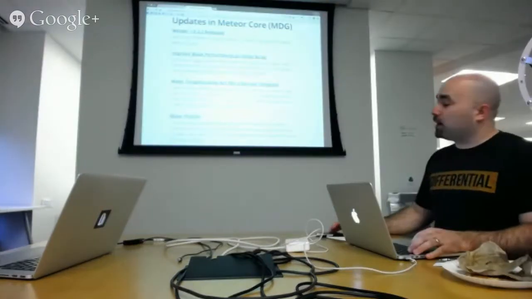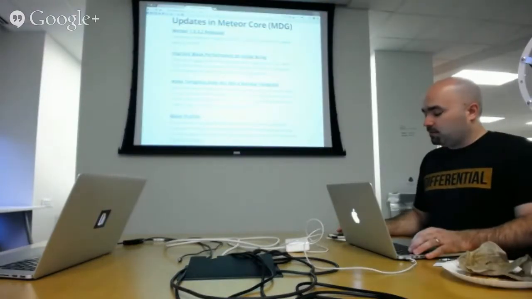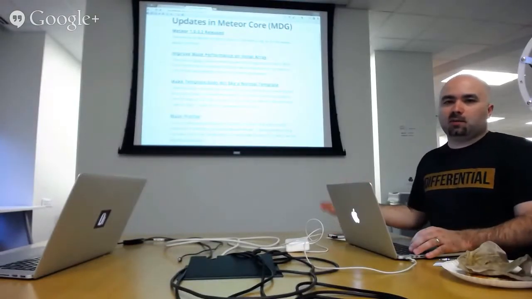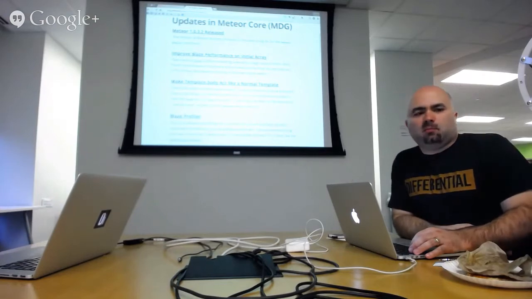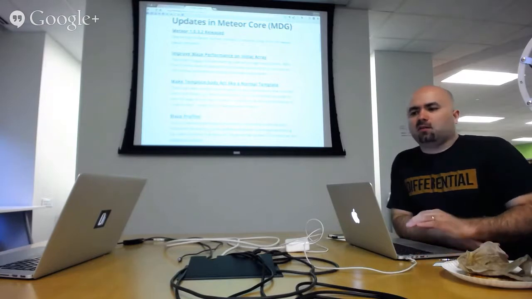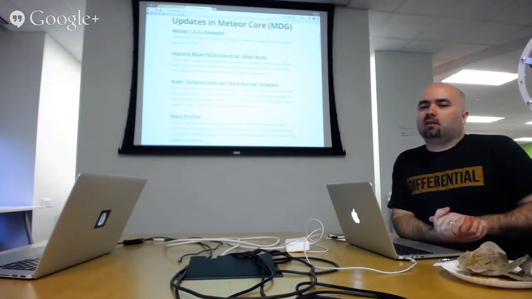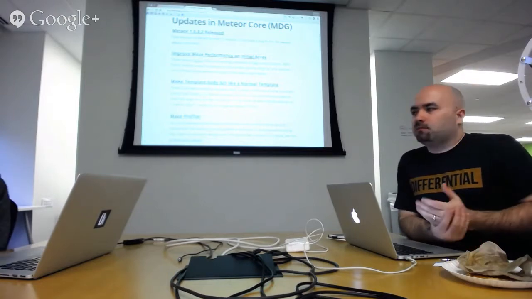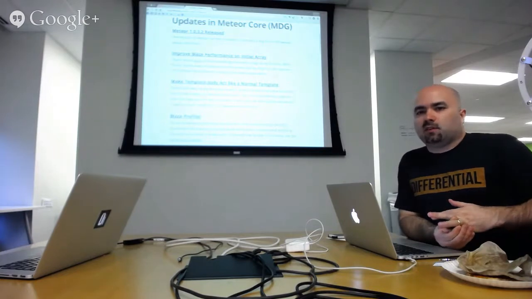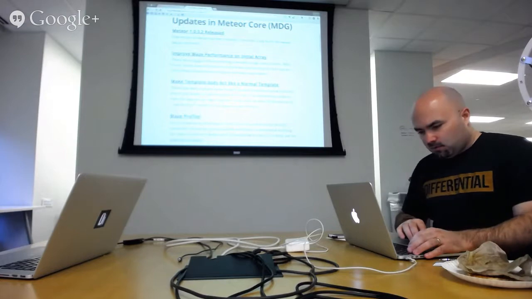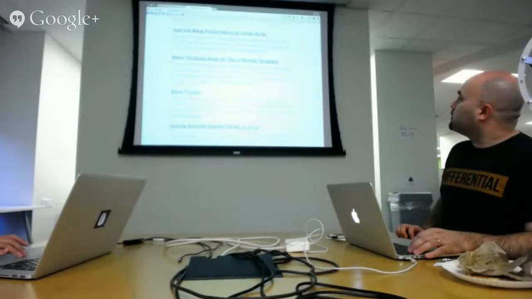Make template.body act like a normal template. So if you've used Meteor, you know what templates are. They're a combination of JavaScript and HTML. But body tags were always treated specially, because they all get combined together in one clump. So you could never target them for events and different things like you could a normal template. So that fixed that.